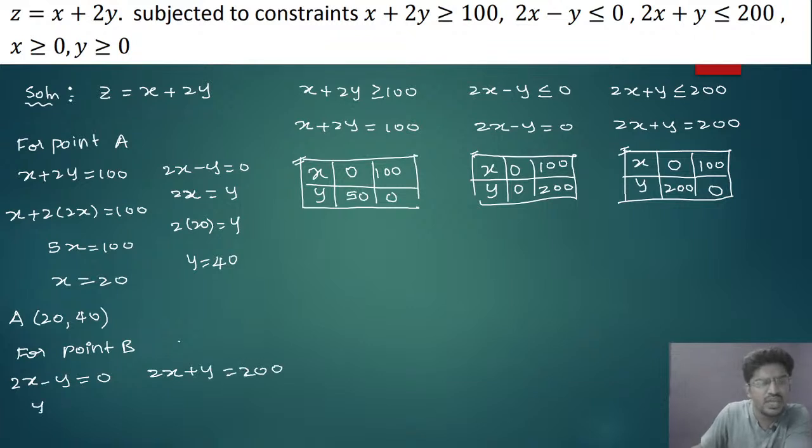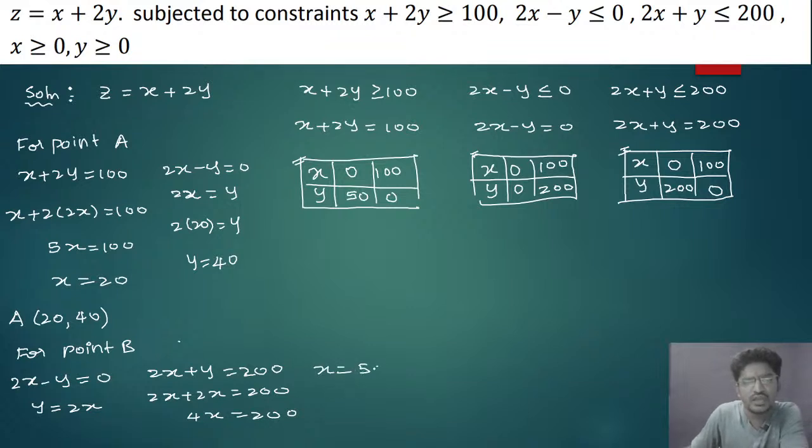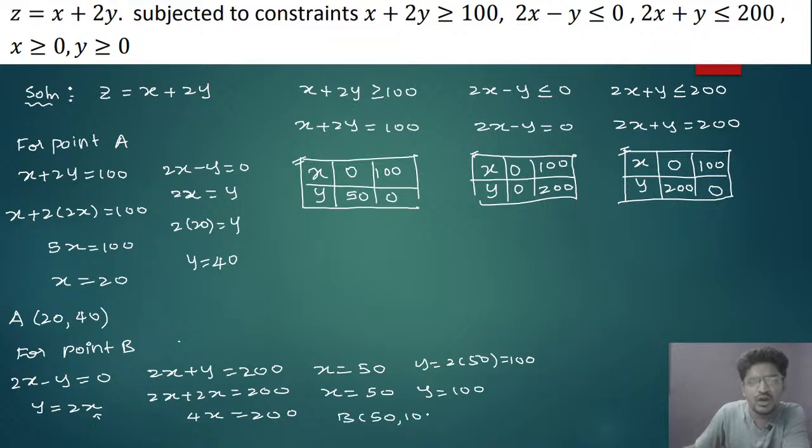So here you can see y is equal to 2x. In the place of y you write 2x. 2x plus 2x will be equal to 200. 4x will be equal to 200. Therefore x will be equal to 50. If x is 50, put here x value as 50. Therefore y equals 2 times 50, that is 100. So x is 50, y is 100. That is point B, 50 comma 100.